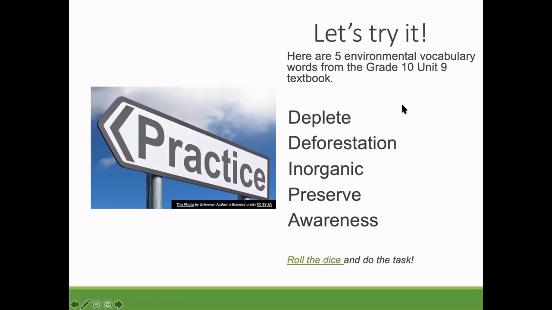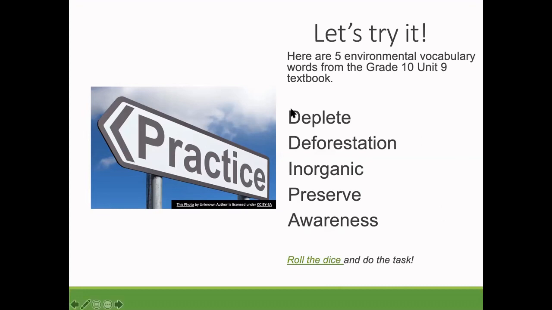In the grade 10 book, there is a unit on the environment, and these were 5 words that were in that unit. So this is from your textbooks in Vietnam, and we have these 5 words. So here it says roll the dice and do the task. I'm gonna roll an electronic dice. I'm not sure I can do that and have both screens up. So I think I'll just roll this dice here. So here we go. I got a number 3.